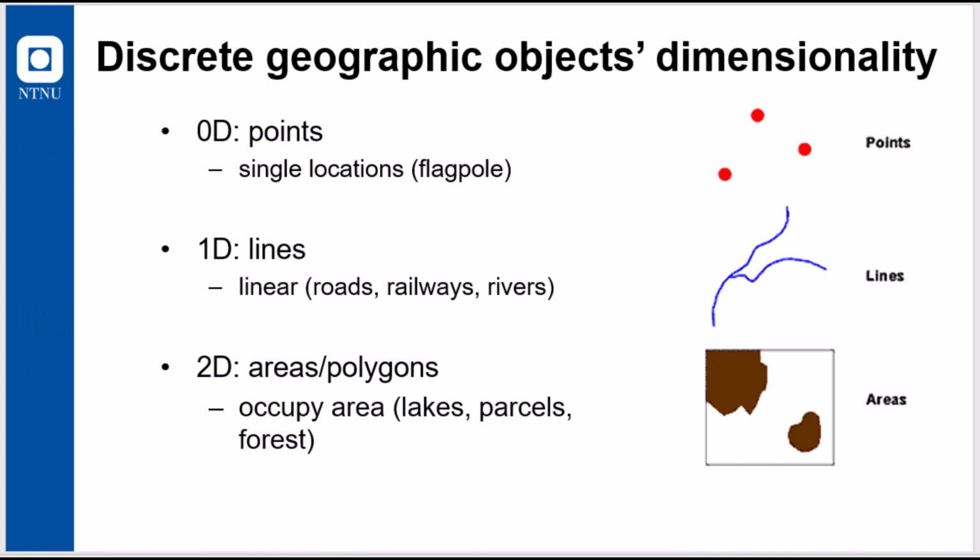Discrete geographic objects can be identified by their dimensionality. With dimensionality we mean the space that the objects occupy. A point is an object of no area, no length, hence it is 0-dimensional. A line is an object having a length and is thus denoted as 1-dimensional. A polygon occupies an area and we thus denote it as 2-dimensional.